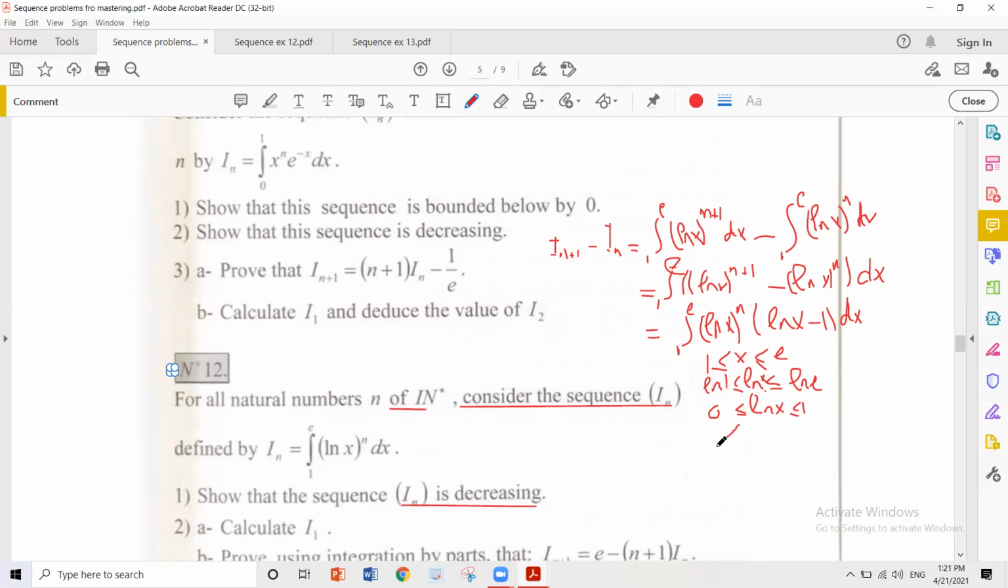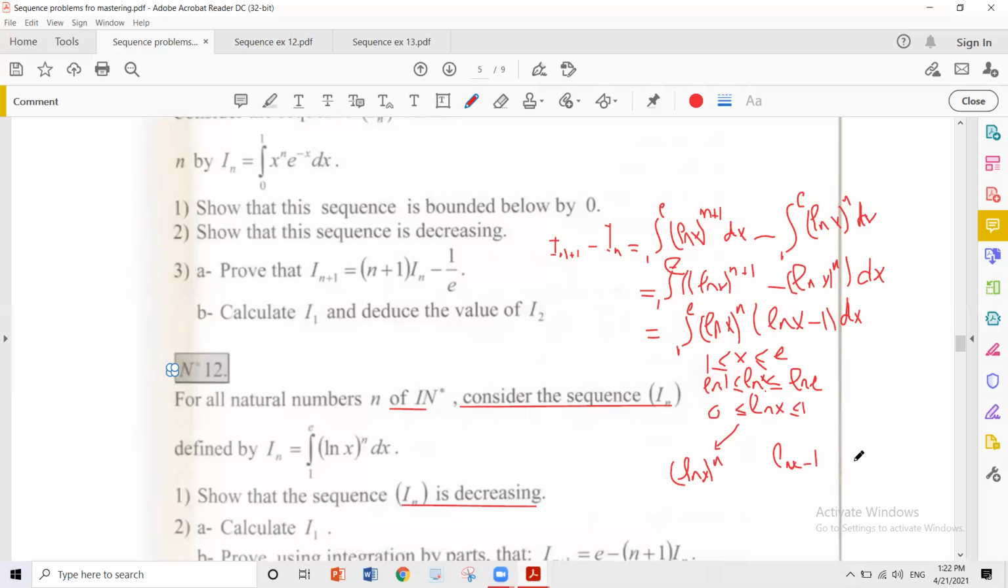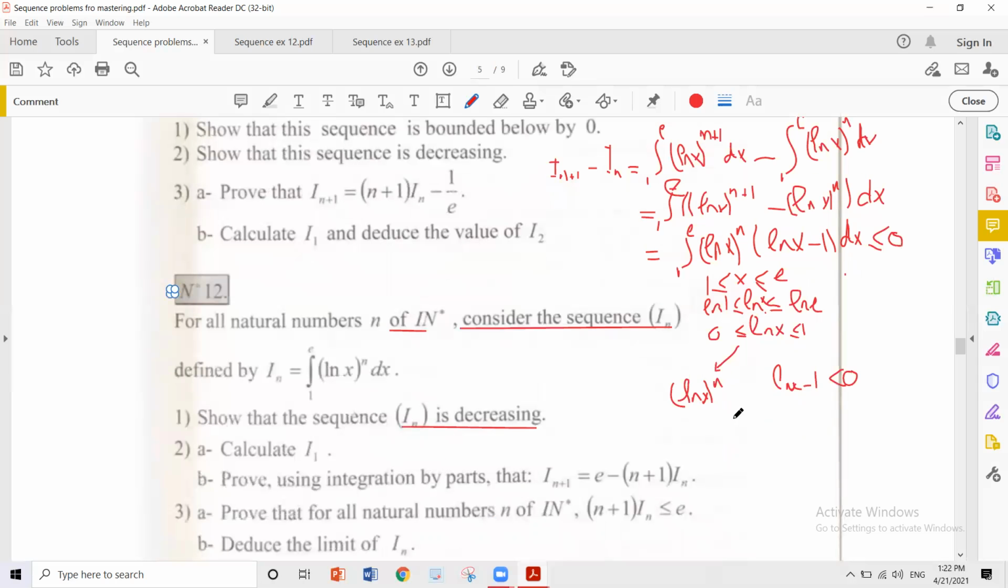It means (ln x) to the power n is positive, and ln x minus 1 is negative. So a positive multiplied by a negative is negative. The integral of a negative is negative. Therefore, I_n is decreasing.